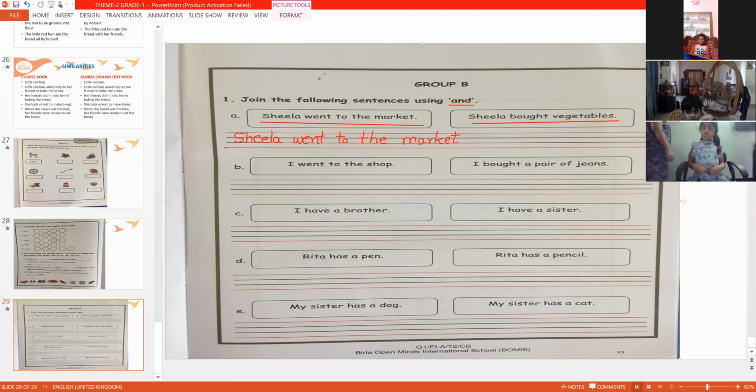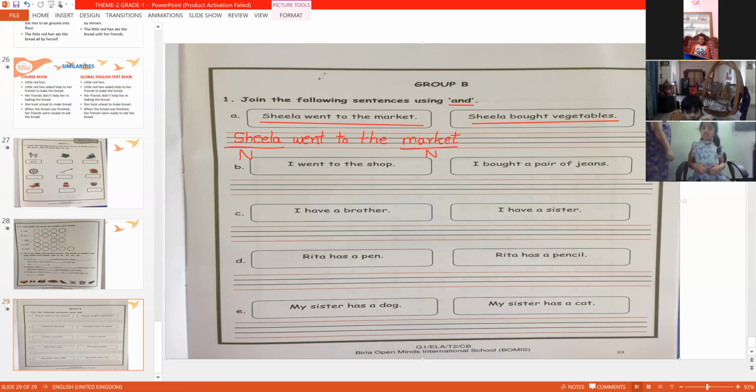Now listen children here. What is Sheila here? Sheila is a noun. It is a naming word. Name of a girl. You have to remember that. And market is also a noun. It is the name of a place. What is a noun? Noun is a naming word. It refers to the names of people, places, animals, and things. So you have to remember here, Sheila and market is a noun.